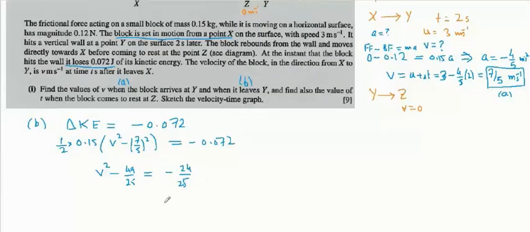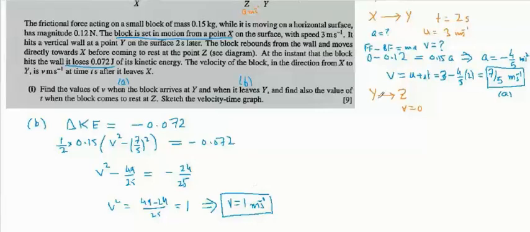And this one will be moved there, so V square is equal to 49 minus 24 over 25. You can use a calculator. So it's 1. So it means V is equal to 1 meters per second. So this V is the initial speed from Y to Z.